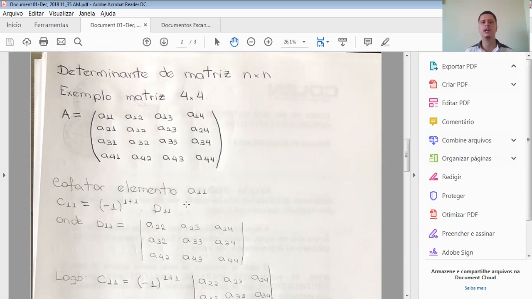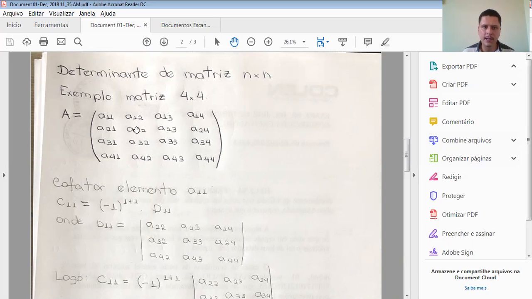What is the determinant D11? D11 is the determinant of the remaining matrix, after we take the original matrix and we remove the column 1 and the row 1. So if I eliminate the first row and the first column, what is going to remain? Just these 9 elements here: 2,2; 2,3; 2,4; 3,2; 3,3; 3,4; 4,2; 4,3; 4,4. And then D11 is the determinant of this new matrix formed by only these elements.